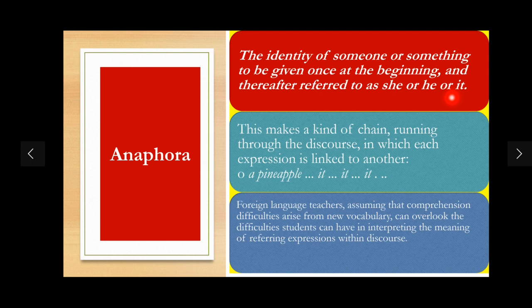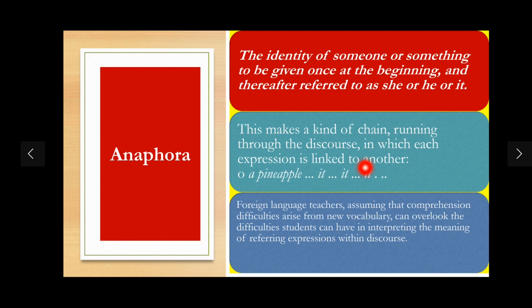So first I use a noun, mango. I ate a mango. And then I say it was very delicious. So I use "it" for mango. First a word, a noun, and then we use a referring expression for it. It is known as anaphoric reference. Now, this makes a kind of chain running through the discourse in which each expression is linked to another. So in this way, through referring expressions, we connect one sentence with another.